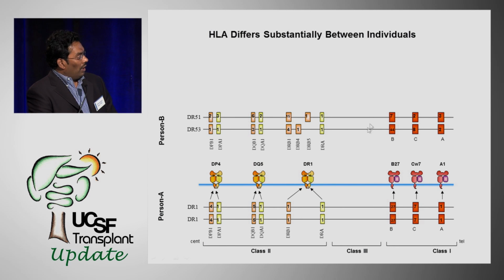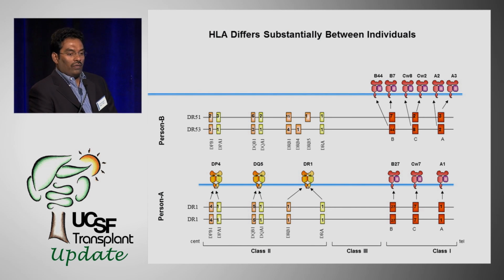But if you look at the second individual on top, you have polymorphism in every single gene. At the B locus, you have B7 and B44, and similarly at every C locus, you have 2 different alleles. So in this case, you will express 2 different B molecules, 2 C and 2 A. That's a huge difference. One individual has only 3 HLA class 1 molecules, while the other individual can have 6 different HLA molecules.